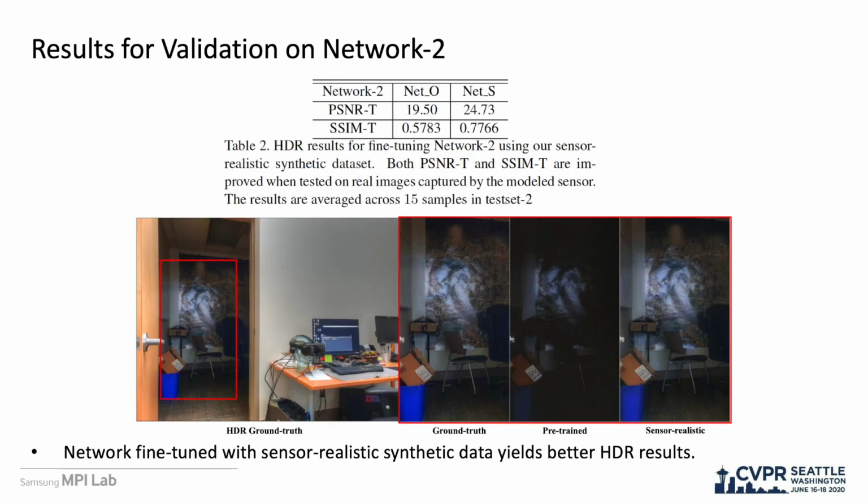Results for Network 2 show that Network 2, fine-tuned with sensor-realistic synthetic data, also has higher PSNR and SSIM value. The example output from the network fine-tuned with sensor-realistic synthetic data performs very close to the ground truth, in which we can clearly see even in the dark. Note that this network is pre-trained on the Calendar dataset, which contains real data captured by a Canon device.